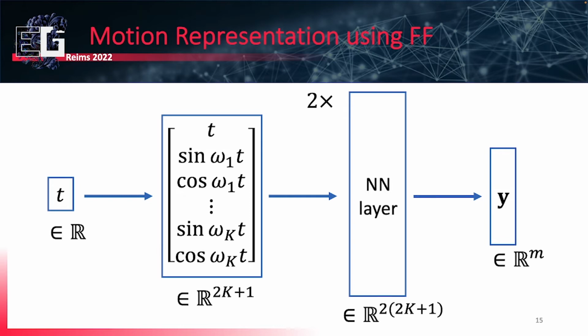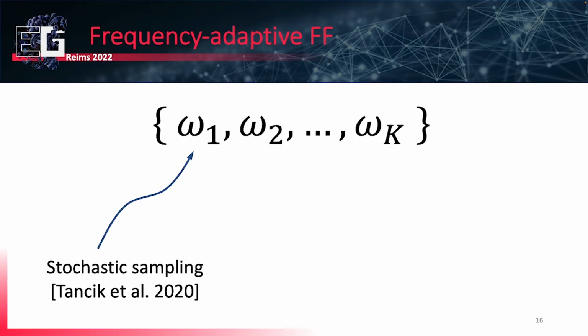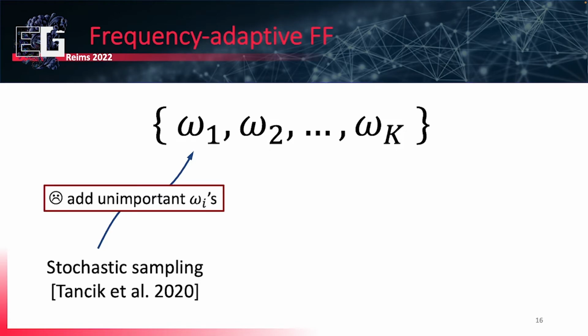The number k of the Fourier feature frequencies determines the size of the network and thus the compression performance. Carefully choosing a few but useful frequencies is important in our neural motion compression. Previous works of Fourier feature typically use stochastic sampling from, for example, Gaussian distributions. However, this can add many unimportant frequencies to the Fourier feature.